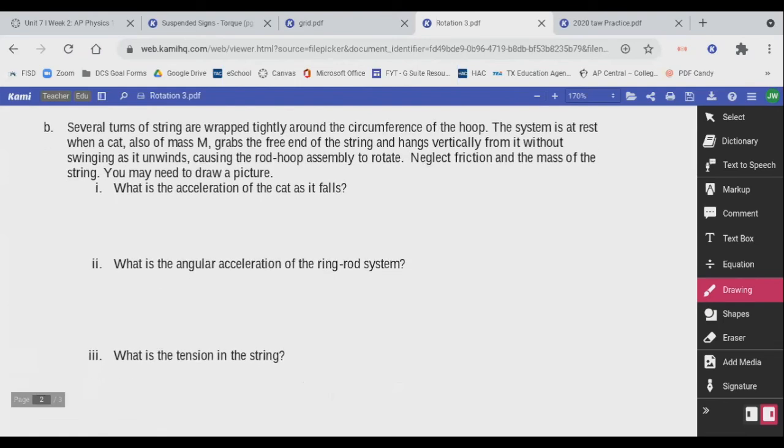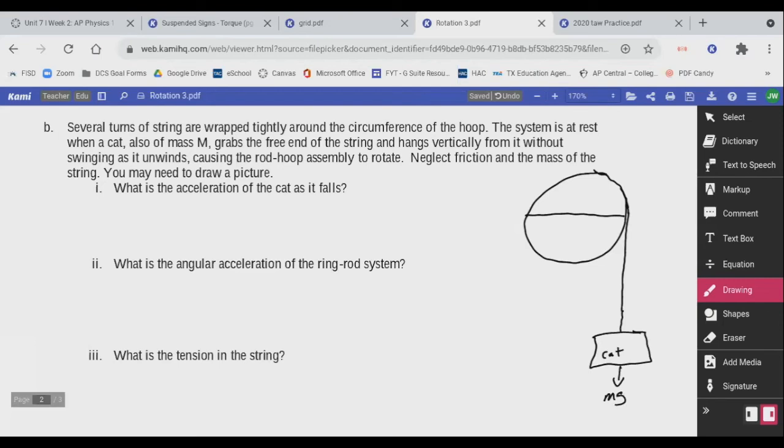Let's draw a picture. All right, so there's our ring. There's our rod. And then we've got string wrapped around. The string is coming down. And then I'm going to draw the cat as the free body diagram as a box. I can even put in here cat if it makes you feel better. Going down, they said the mass of the cat was M, right? So this would be mg going down.